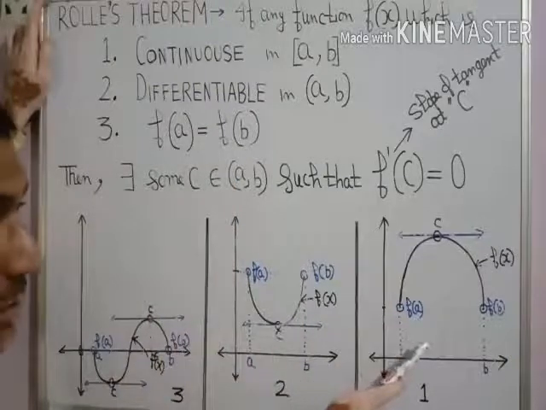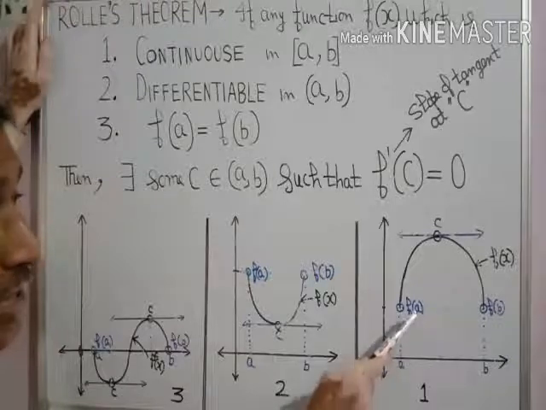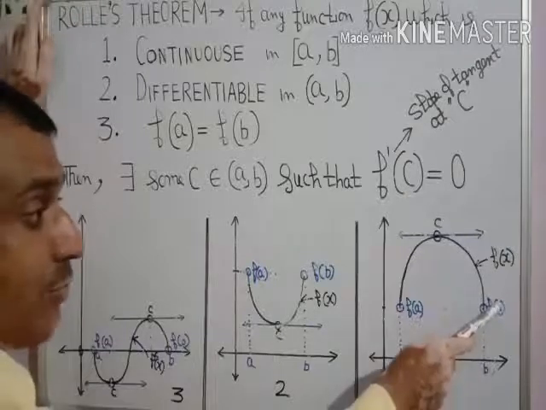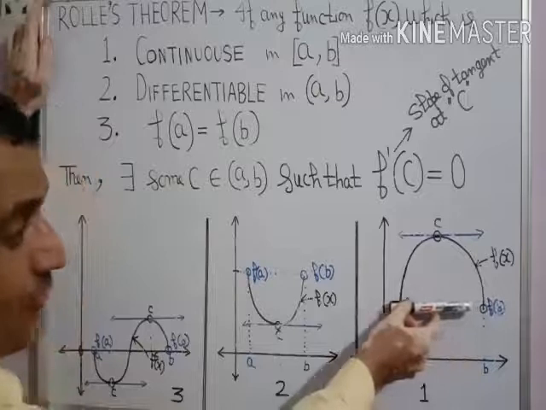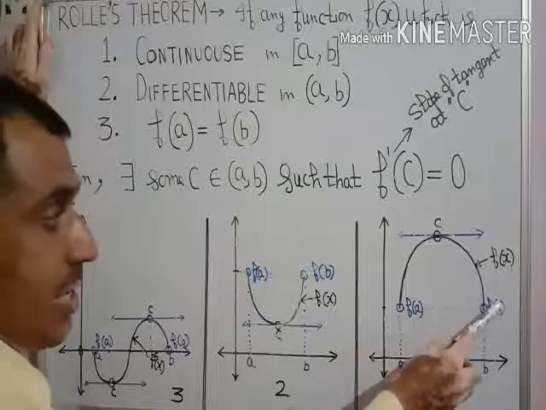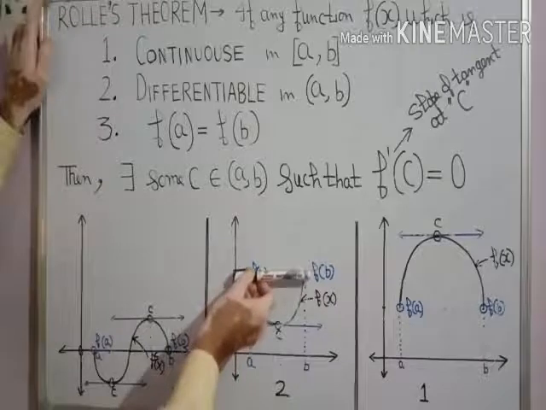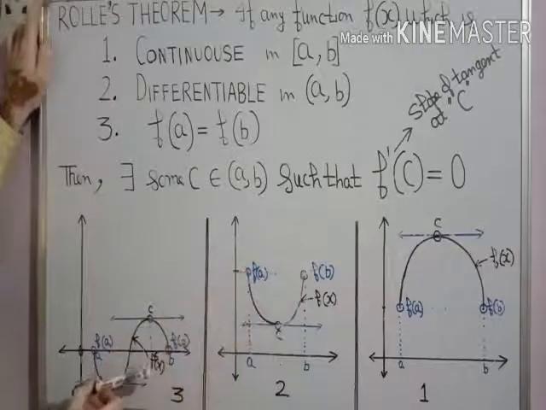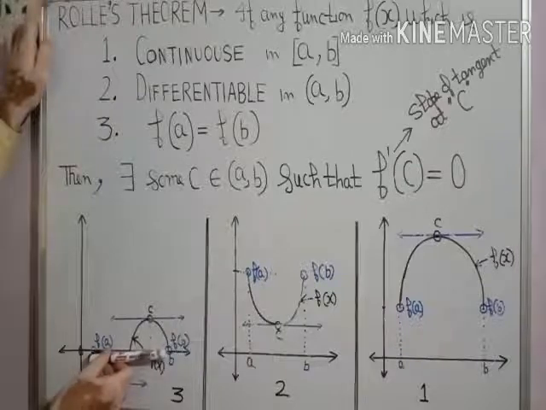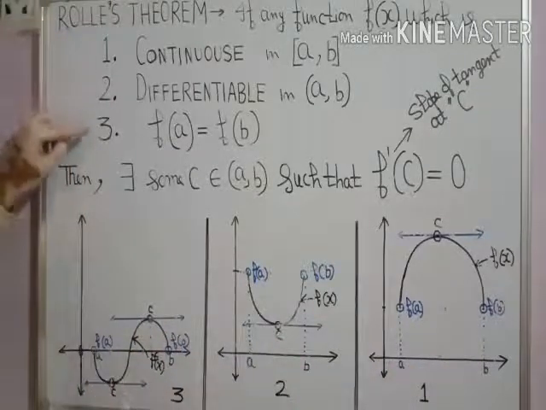So the third condition is f of a equals f of b. You see in this representation, this is the value a, we are giving the input a, we are getting the output f of a, and we are giving the input b, we are getting the output f of b. You see the value of f of a and f of b is the same. In the first case f of a equals f of b. In the second case you check, also we are getting f of a equals f of b. You see in this case, this is a point, this is b point. Here we are also getting f of a equals f of b. It means in three cases, three conditions are satisfied.